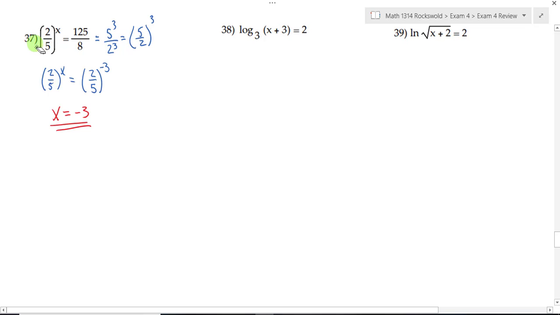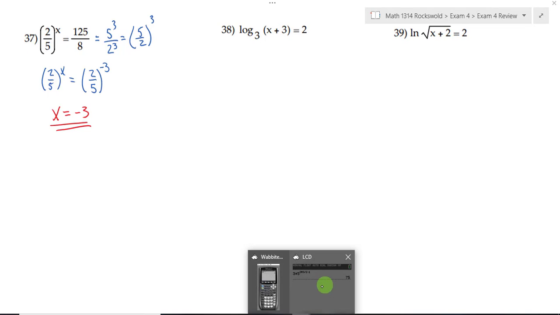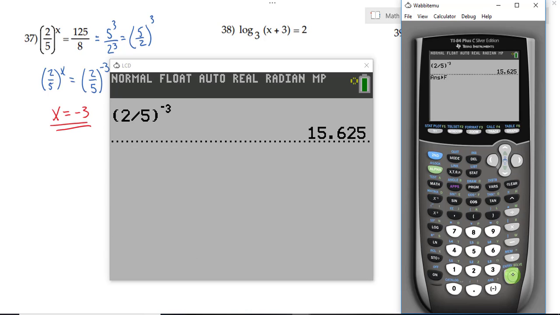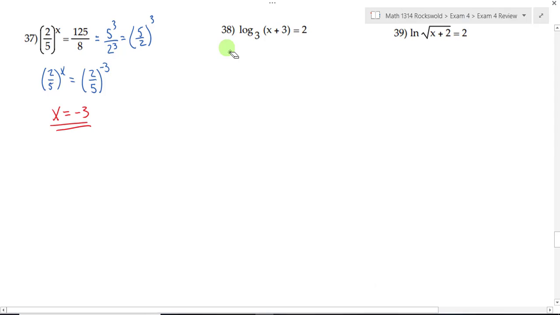And you can always check that on your calculator, but on this problem, when you check it on your calculator, make sure you put the 2/5 in parentheses. So you have 2/5 raised to the negative 3, and use that negative sign here, not the subtraction sign. And then to change that to a fraction, we just hit math, enter, enter, and we see that we get 125 over 8.